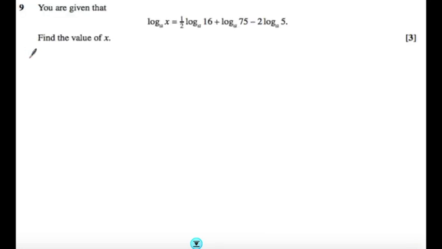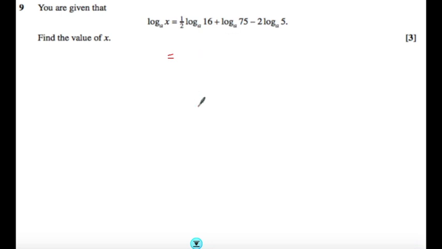Right, 9. You are given that, so another log question. Log base a of x equals a half log 16 plus log 75 minus 2 log 5. Right, so I think what we need to do here is try and turn all of this expression on the right hand side into one logarithm, and then we know if that's like log 7 or whatever, then x must be 7. So let's see what we can do with this right hand side.